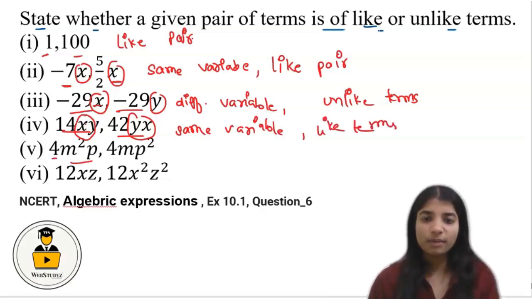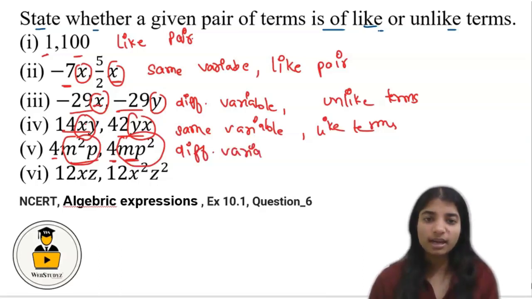Next is 4 of m raised to the power 2p and 4 of mp raised to the power 2. For the first, it's m raised to the power 2p. And for the second, it's mp raised to the power 2. So both have different variables. Variables are different, so we can say that the terms are unlike terms. This is the answer to part 5.